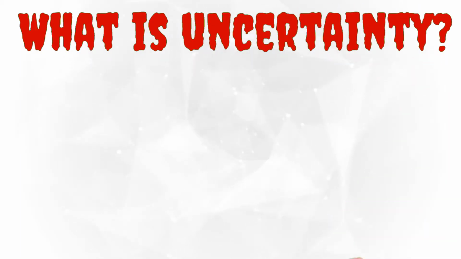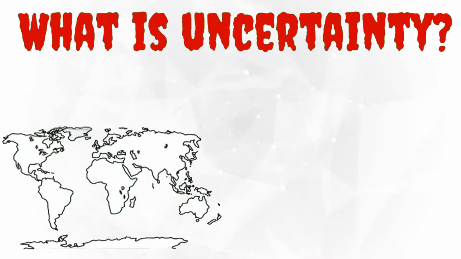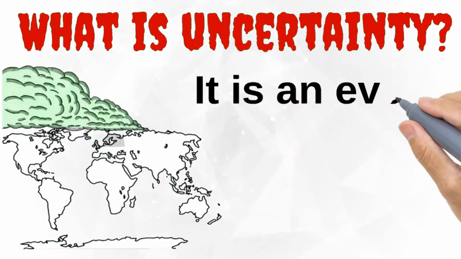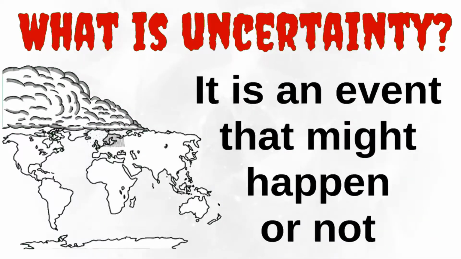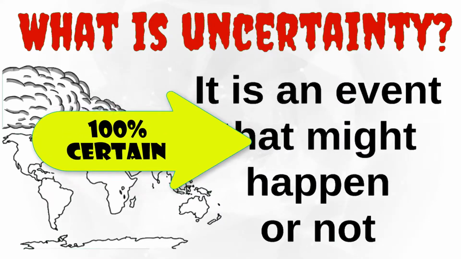Uncertainty is an event that might happen or not. It means that the event has a probability of happening. But because it is an uncertain event, the probability cannot be 0% or 100%. It must be something in the middle. A bad news can be or not uncertainty. If the bad news is 100% certain of happening, it is not uncertainty, it is a fact.